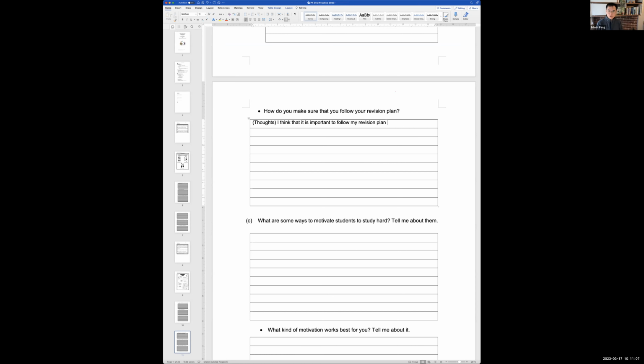So the word important, let me just bold this. You can highlight it if you wish. The word important is my response to the how do you make sure that you follow your revision plan. First of all, I need to make the statement that this revision plan is important. That's why I want to follow it. Then I will answer the question of how I'm going to follow it. So I think it is important to follow my revision plan.